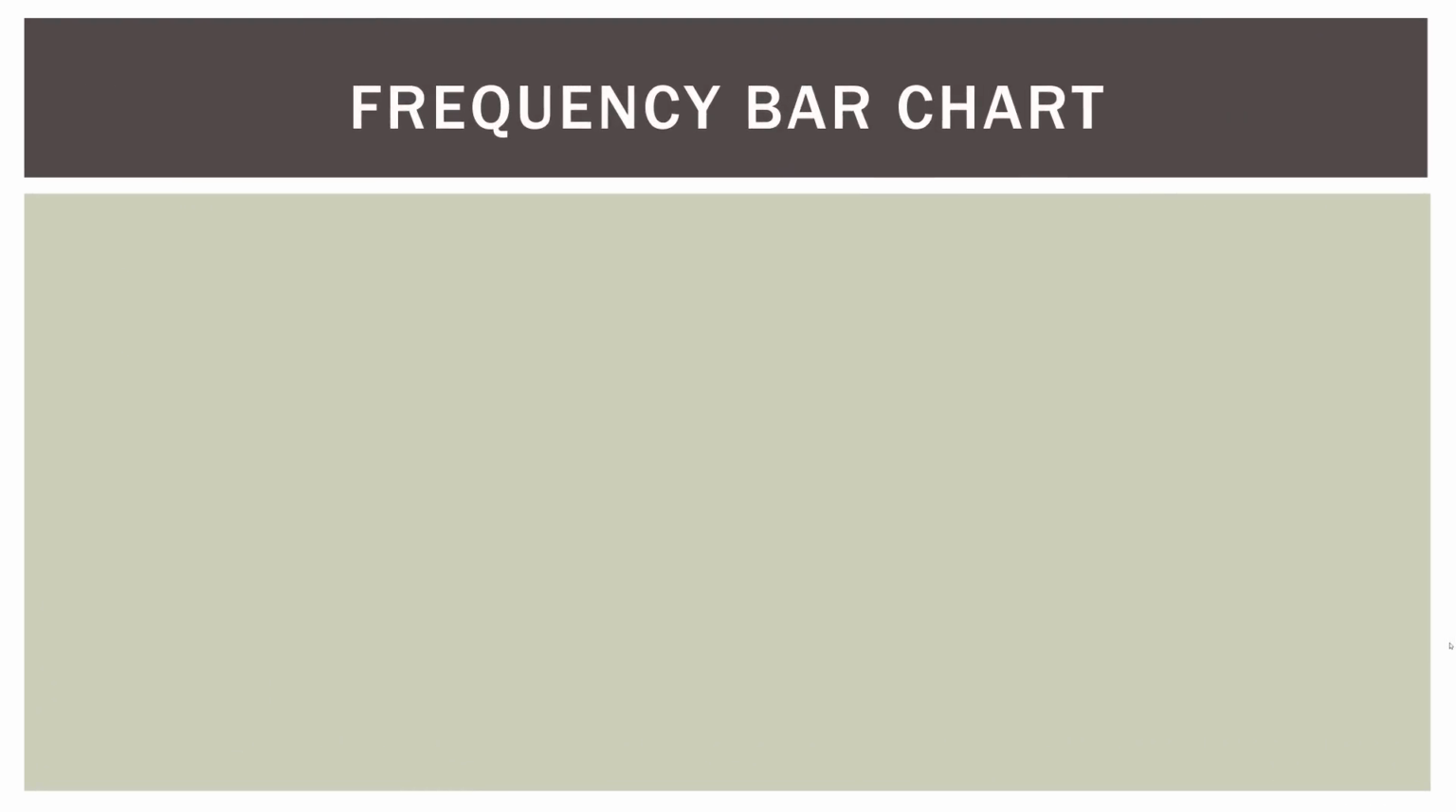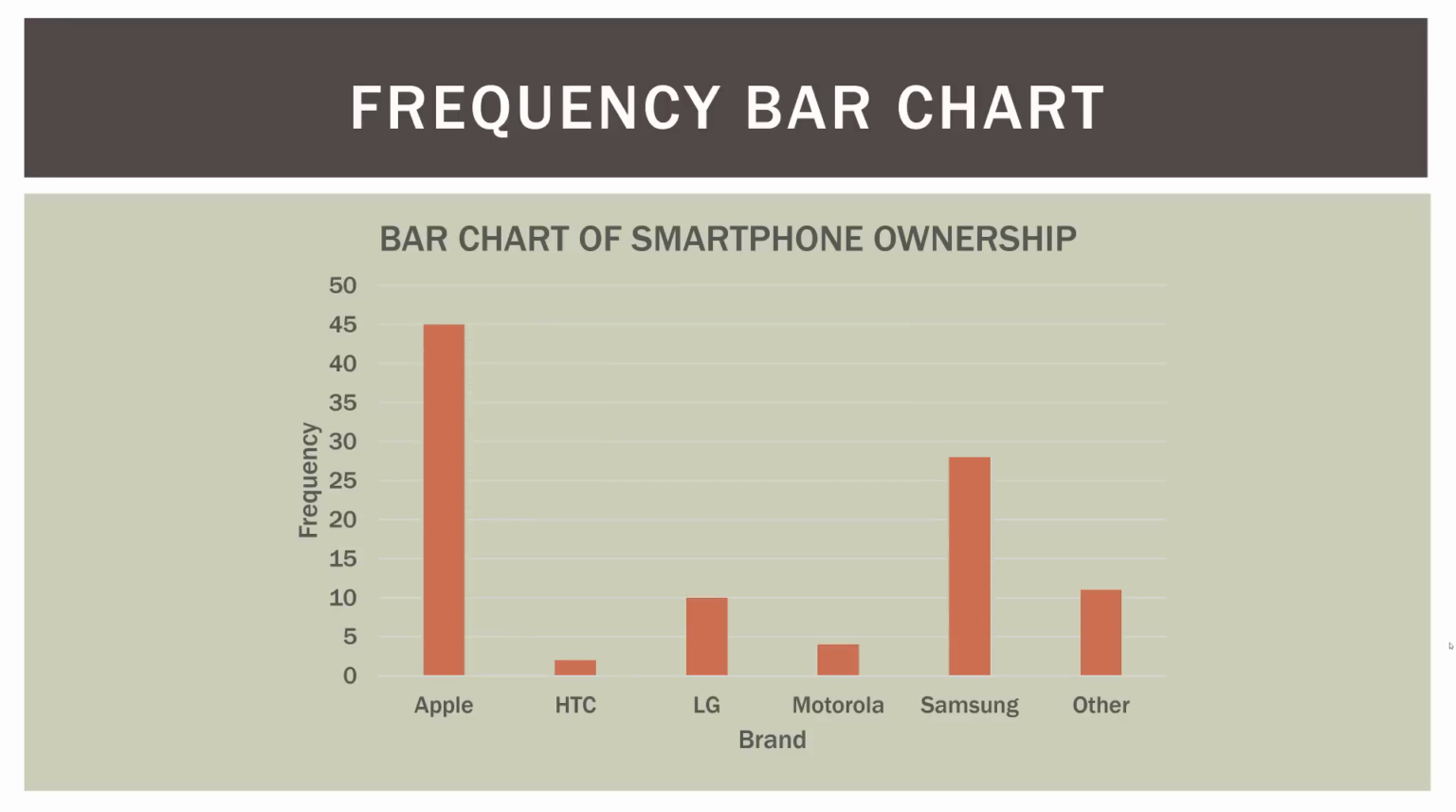Now what we can do to visualize this is to make a frequency bar chart. Again, not all that complicated. So here along the bottom, which is our x-axis, we have the brand of phone, Apple, HTC, etc. Over here on the left, on the y-axis, we have the frequency.